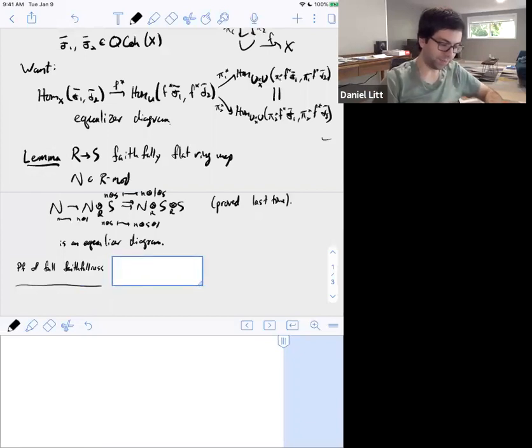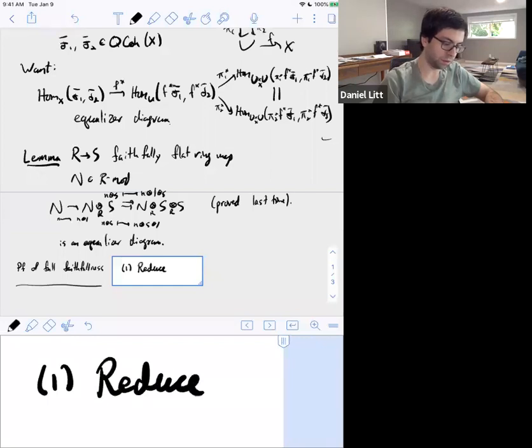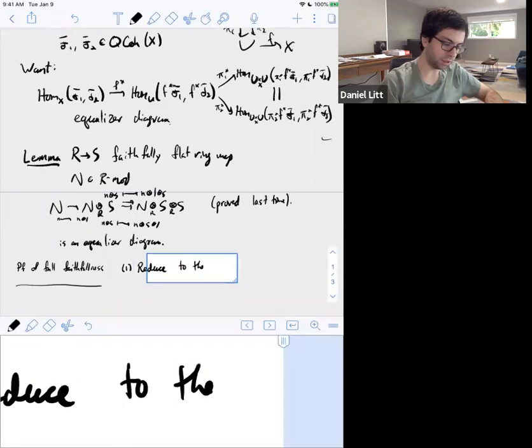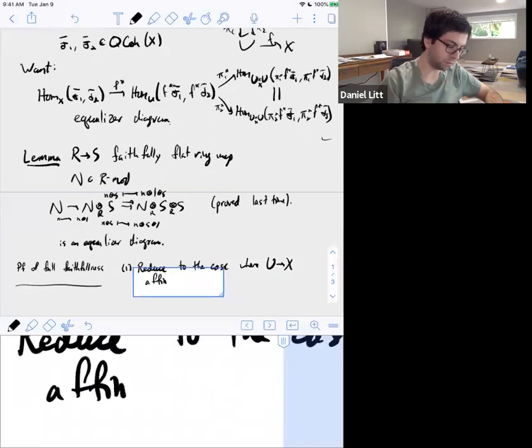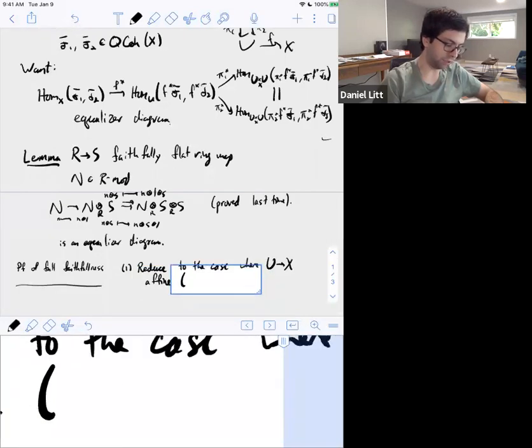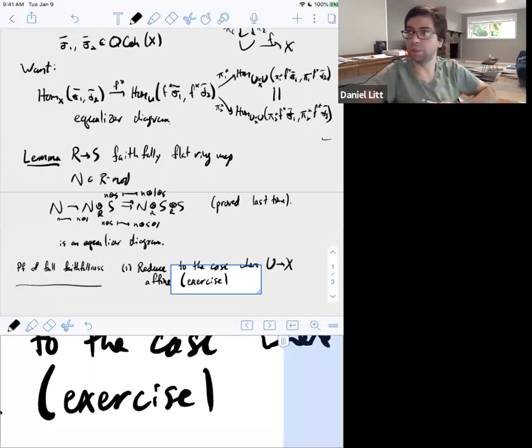All right, so step one is to reduce to the case of an affine morphism. So reduce to the case where U to X is affine. Okay, and I'm actually going to leave this for you as an exercise. It's not an entirely trivial exercise. If you have trouble doing it, you should take a look at chapter 6 of Néron Models, this book by Bosch, Lütkebohmert, and Raynaud, which I've mentioned on the Discord and also at the beginning of class. And I think someone has suggested a way to find it in the Zoom chat.